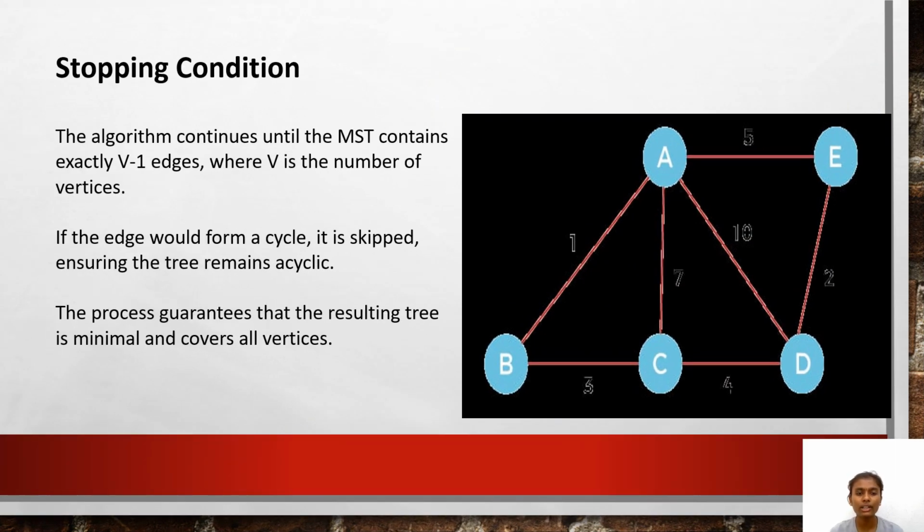Stopping condition. The algorithm continues until the minimum spanning tree contains exactly V-1 edges, where V is the number of vertices. If the edge would form a cycle, it is skipped, ensuring the tree remains acyclic. The process guarantees that the resulting tree is minimal and covers all vertices.